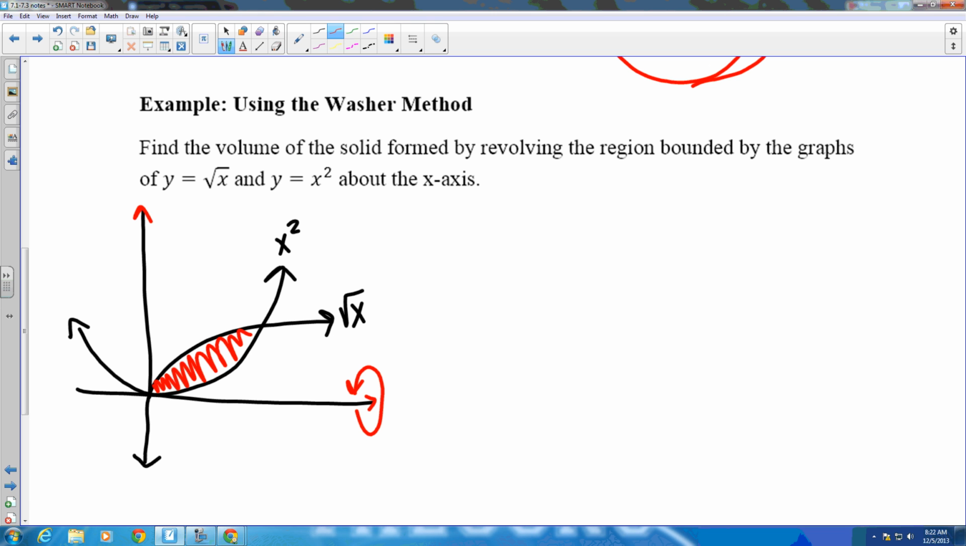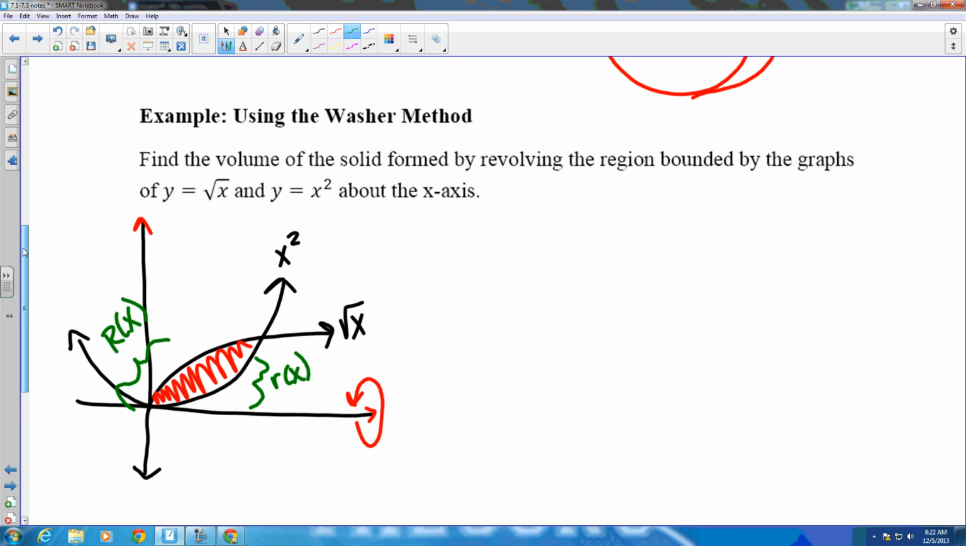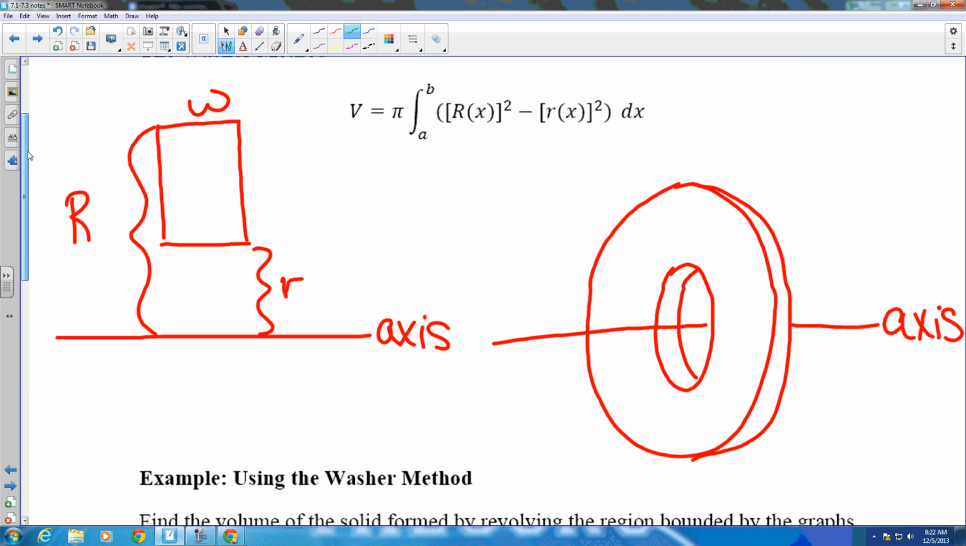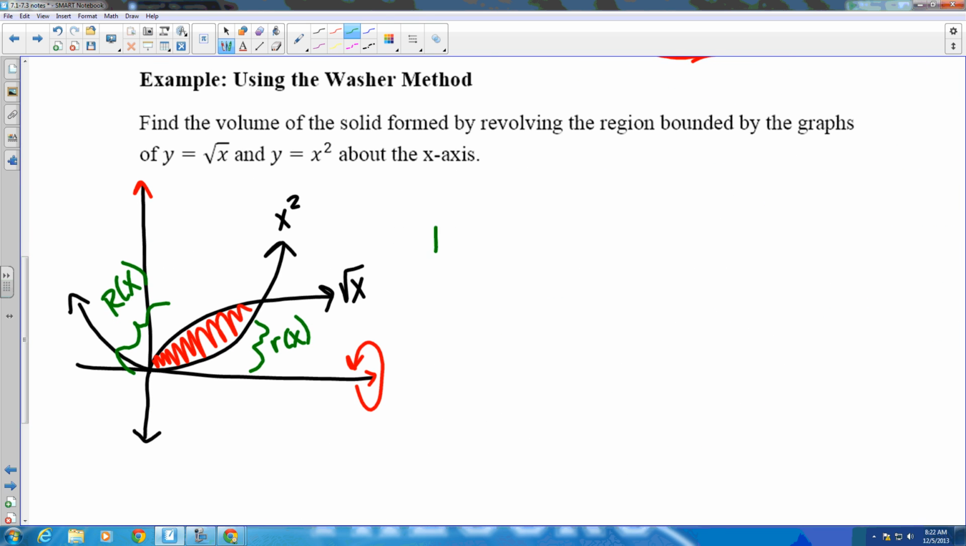Okay, so we need to figure out what our capital R of x is, which one is on top, and our little r of x, which is on the bottom. So pretty much you have to think about which one is farther away from the axis of revolution, and our capital R is clearly going to be the square root of x, and our little r is going to be x squared. So the formula, as we can see up above, is capital R squared minus little r squared, and times pi on the outside still. So we are revolving from 0 to 1, which is where they intersect.